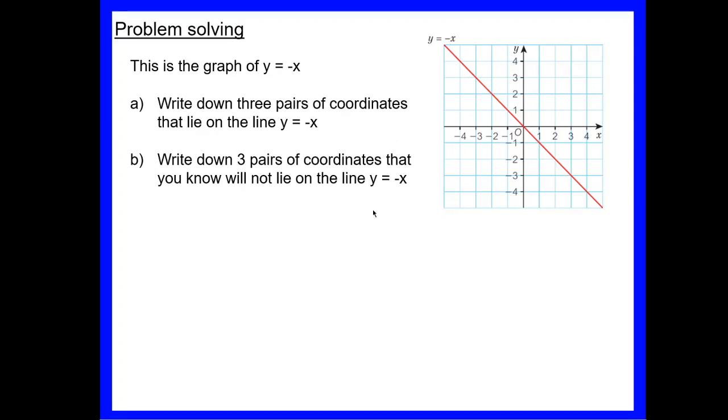And then you need to write down 3 pairs of coordinates that you know will not be on that line, and try to suggest a reason why you know they won't be on that line. Pause the video, have a go now.